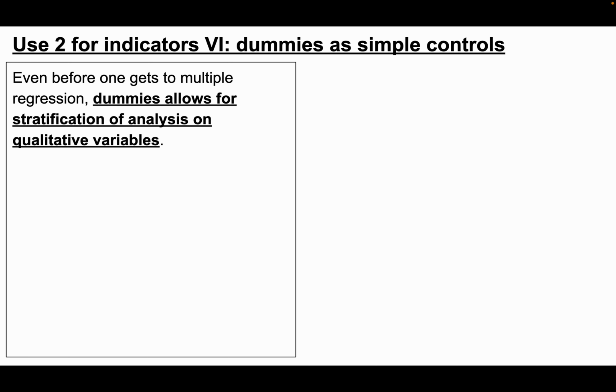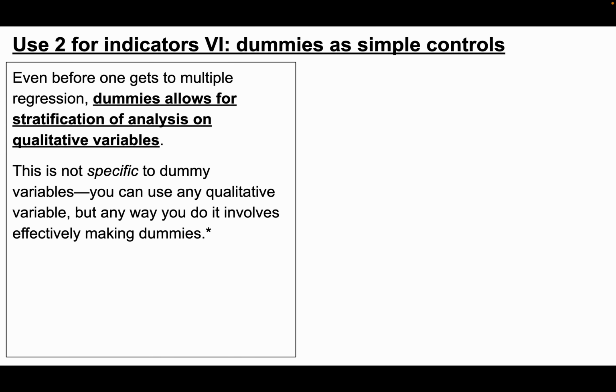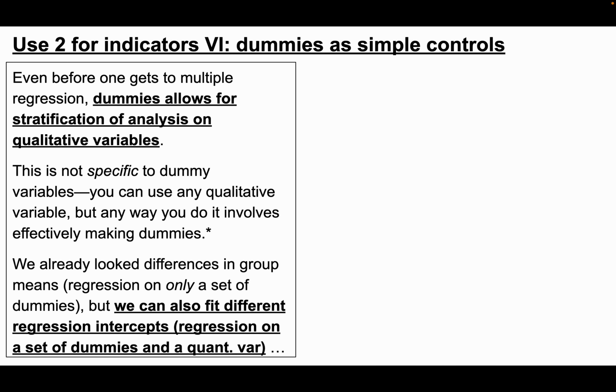So I want you to note that dummy variables can also be used to form simple controls. So even before you get to multiple regression proper, although this is actually a form of multiple regression in kind of disguise, dummy variables allow for stratification of analysis on qualitative variables. You can do this with any qualitative variable, but when you do it with a qualitative variable that's got many possible values, effectively what you have to do is create a set of dummies. Many software packages automate this, but it's good to understand what's happening underneath the surface.